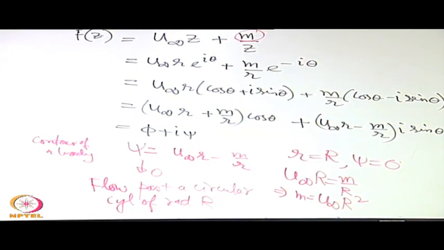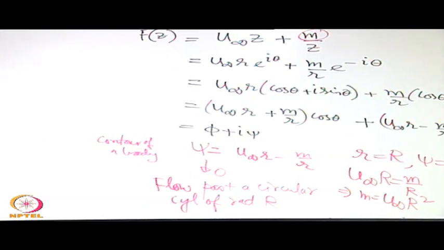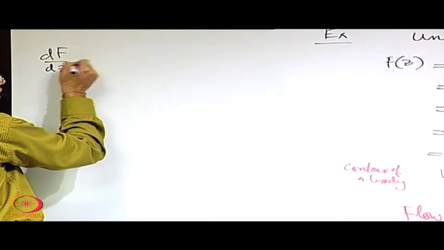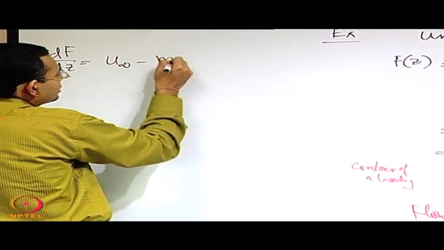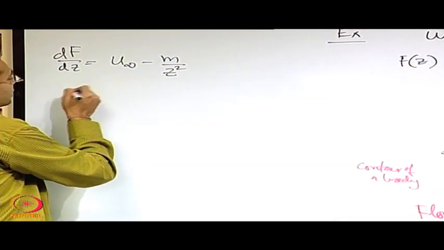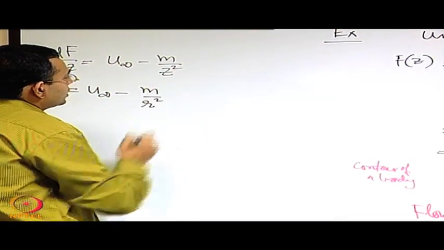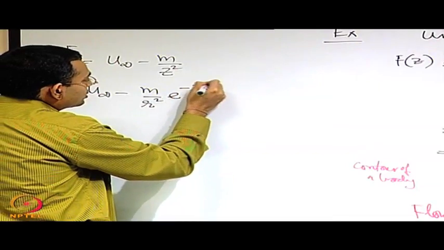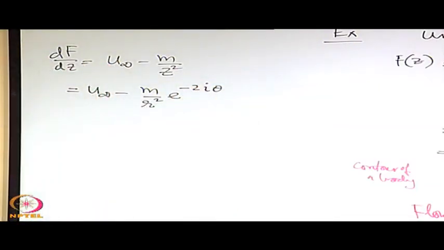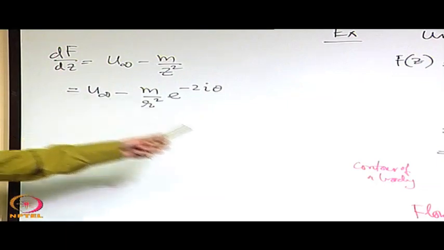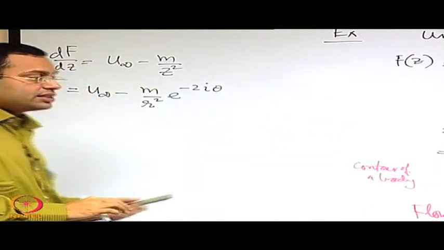So let us calculate the velocity field. The velocity field will be calculated by differentiating f with respect to z. So df/dz is u infinity minus m by z square, right. So this is u infinity minus m by r square into e to the power minus 2 I theta, just writing z as r e to the power I theta. M is u infinity into capital R square, that we will just keep in mind.